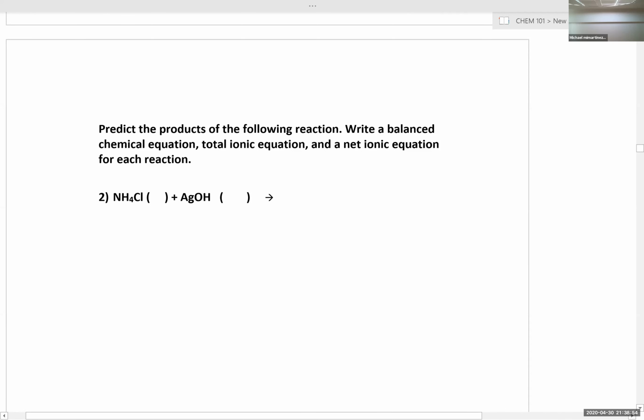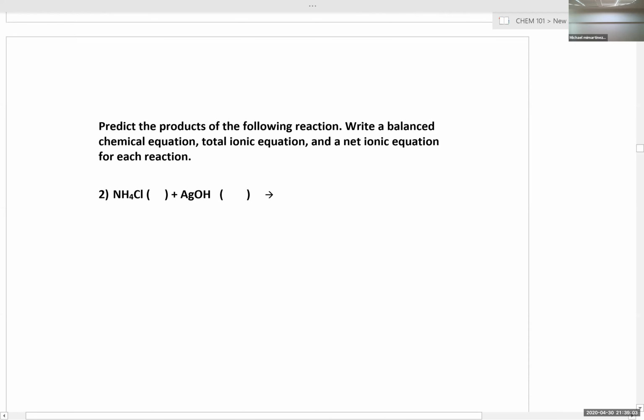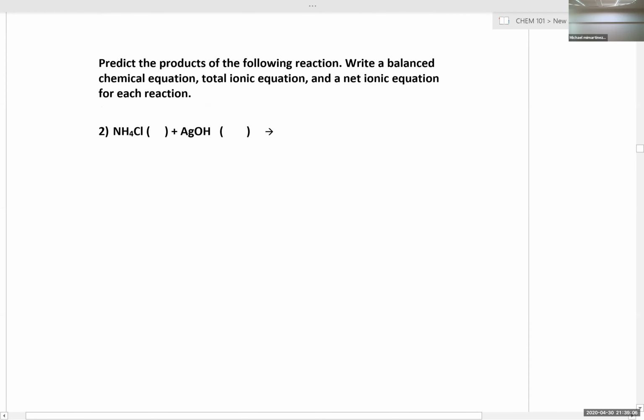Okay, so let's take a moment and look at the following reaction. Let's try to predict the products of the reaction. Write a balanced chemical equation, total ionic equation, and a net ionic equation for this reaction. So let's take about 3 to 4 minutes and first identify our acid and our base, then write out your conjugate acid and conjugate base and predict the physical states of each of your products. Don't be shy to message me with your proposed response for the products. Just as a hint, there will be a total of 3 products from this chemical reaction.